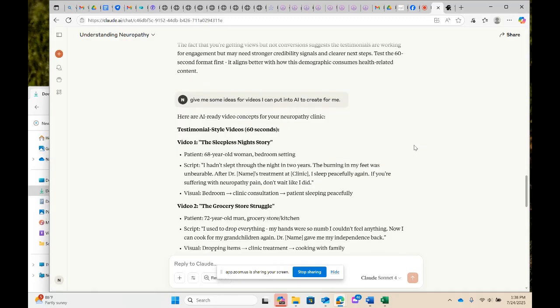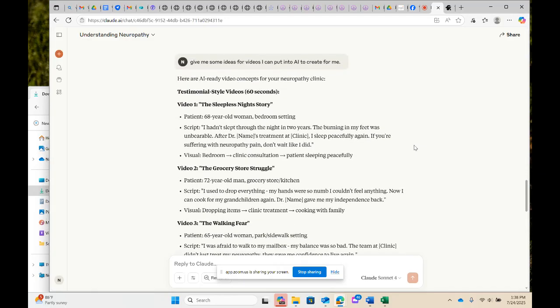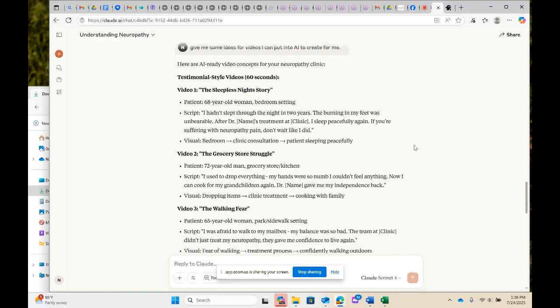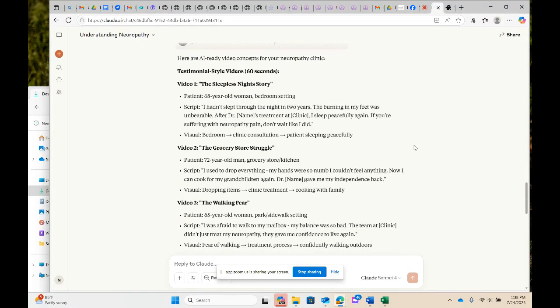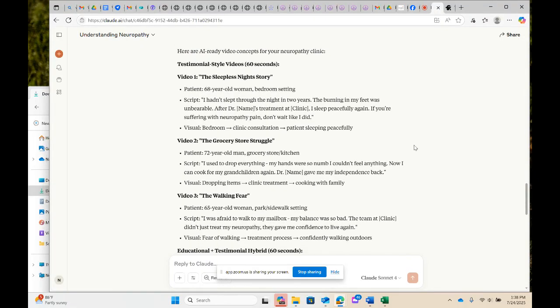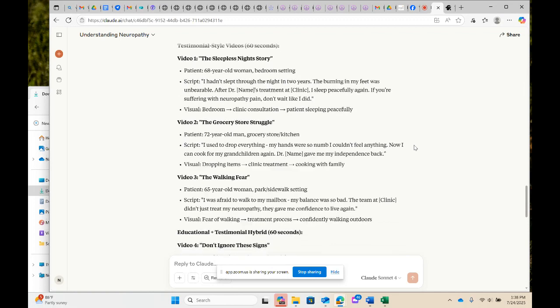Okay. Give me some ideas that I can put into AI. Okay. Sleepless night story, 60-year woman, bedroom setting. I hadn't slept a night in 2 years. The burning in my feet was unbearable. I would start with that. The burning in my feet was unbearable.